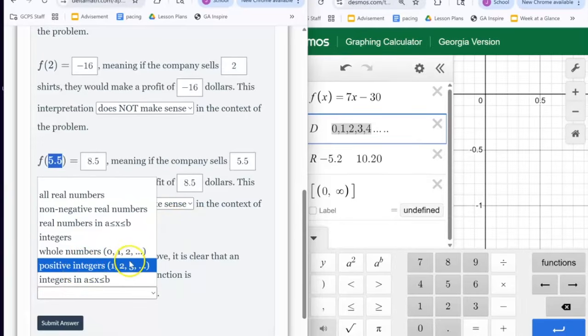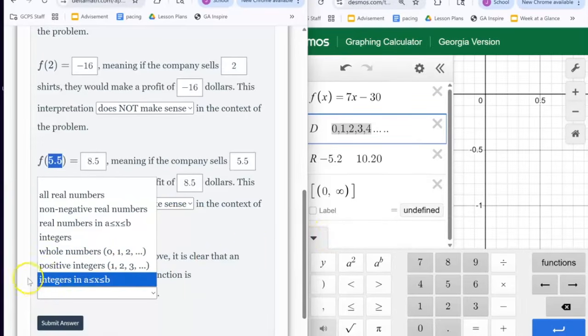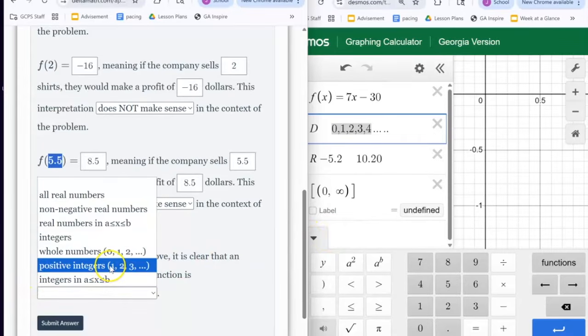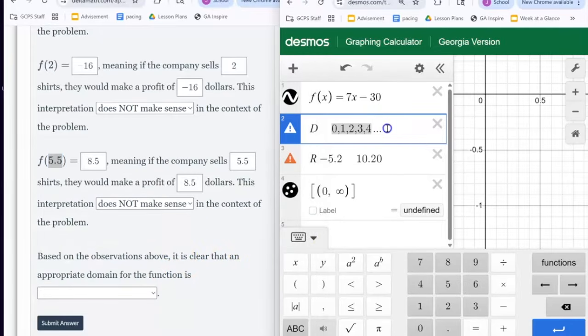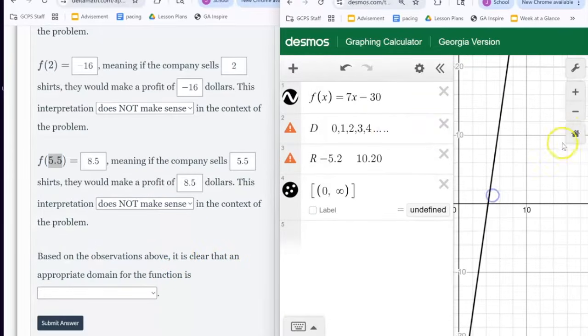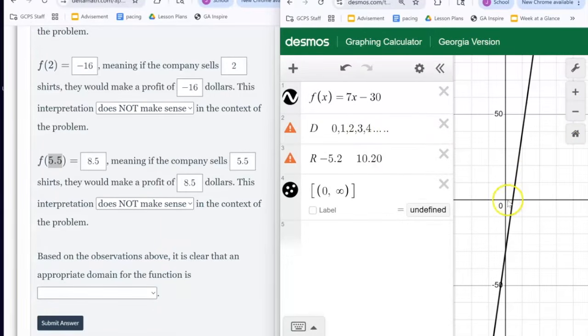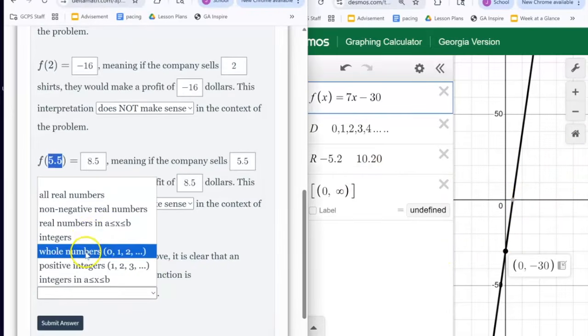Positive integers, only 1, 2, 3, 4, 5, 6, 7, 8, 9. And then integers between 2 points means that you start at 1, 2, 3, 4, 5, but there's a certain place that you stop. So you have a start and a stop. And actually, now that I'm saying this, let me see if there's a start and a stop for this because I did not check. Because this graph is going on forever, right? There is no stop. And there is no start because I can have, actually there is a start. Yeah, my start is 0. I'm tripping. I can't have negative, right? So I start at 0, but I go on forever because I can make as many shirts as I want to. All right, so that is whole numbers.